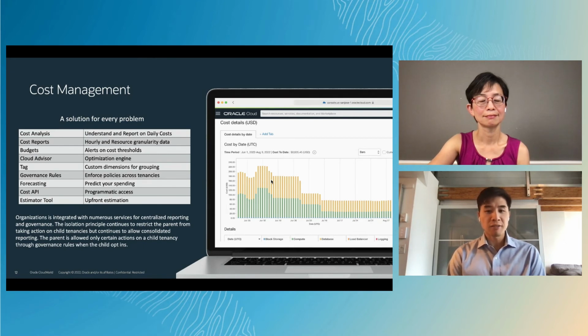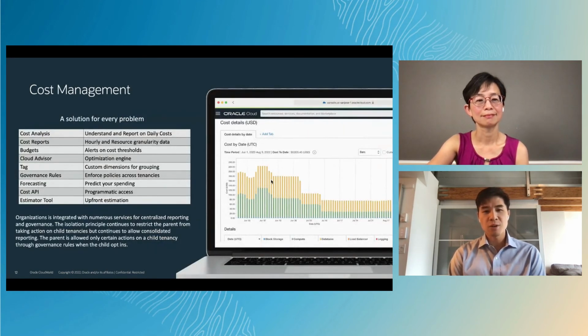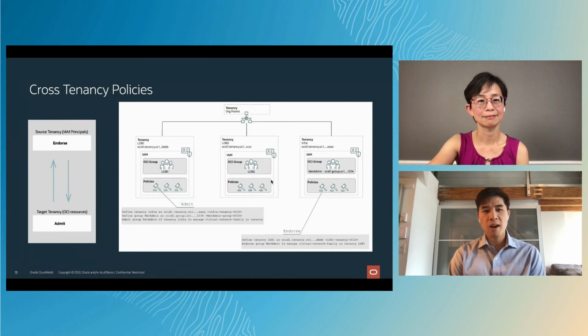And finally, governance rules. If you don't mind going to the next slide, sorry, actually, this is cross-tenancy policies first. So Joanne's going to talk about how we can have two tenancies communicate with each other using cross-tenancy policies. And then finally, I'm going to go through governance rules.